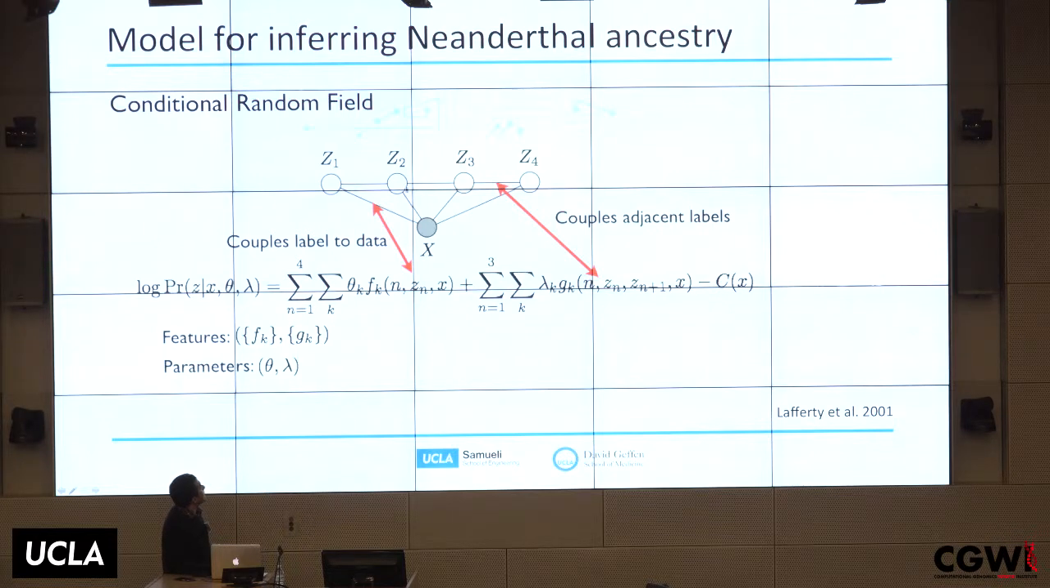One class of parameters, the thetas here, couple each of these hidden labels, whether or not you have Neanderthal ancestry, to the data. And another set of parameters, the lambdas here, couple adjacent labels along the genome. This allows us to share information across different sites when we are making these predictions. The nice thing about this is that the model is completely convex, so we can infer these parameters with standard convex optimization software.